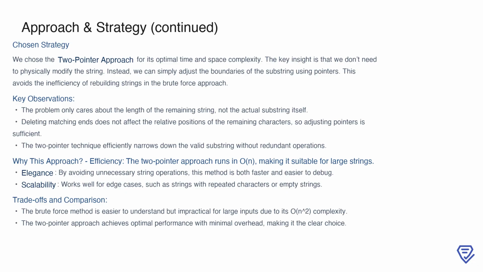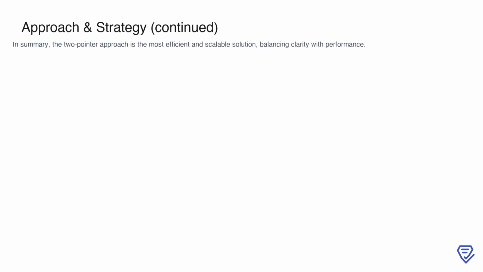In comparison, while the brute force method is easy to grasp, its quadratic time complexity makes it impractical for larger inputs. The two-pointer approach is the optimal choice for both clarity and performance. To wrap up, the two-pointer approach stands out as the most efficient and scalable solution for this problem. It balances clarity, performance, and scalability, making it ideal for both small and large inputs.